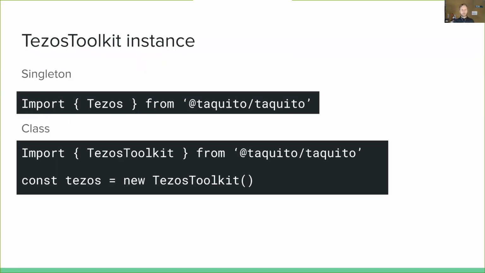So to use Tezos, you can either import the singleton Tezos from the Taquito package, and this will give you all your methods and so on. You can also new up a new instance of Tezos using the Tezos toolkit method, and this gives you an independent instance. This is useful if you're dealing with multiple keys, or maybe you have an application that's dealing with different RPC nodes. You can configure these instances independently and differently.